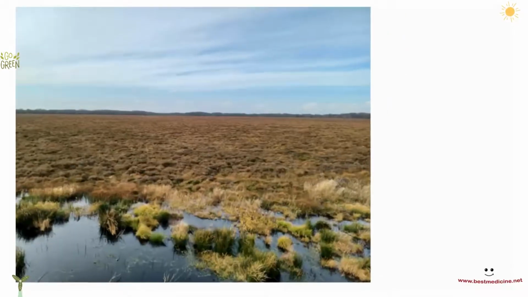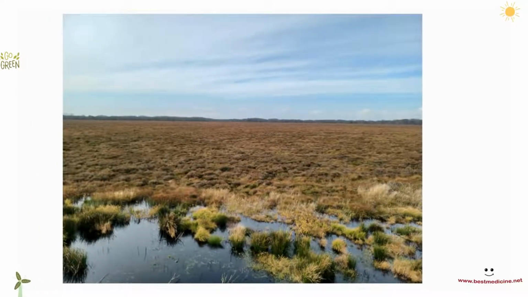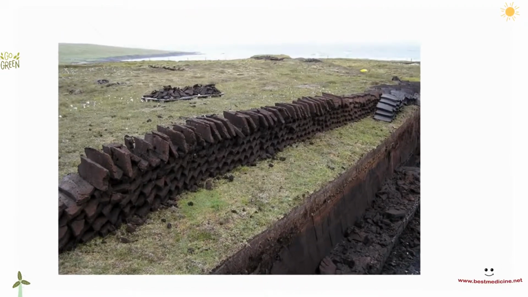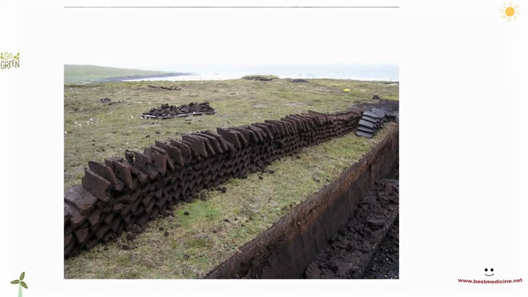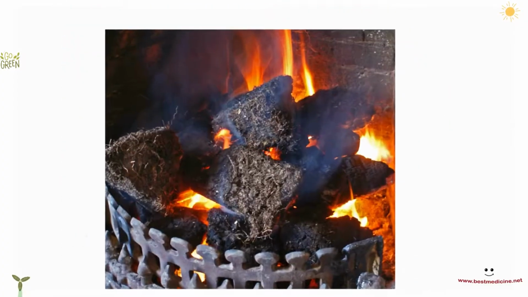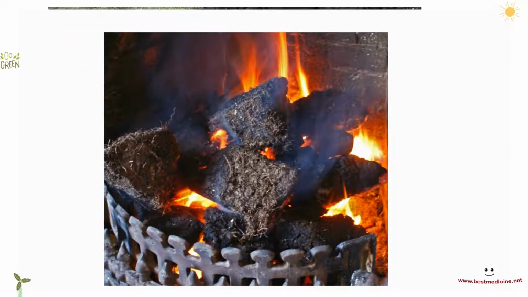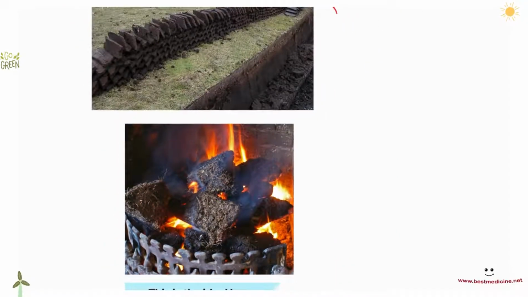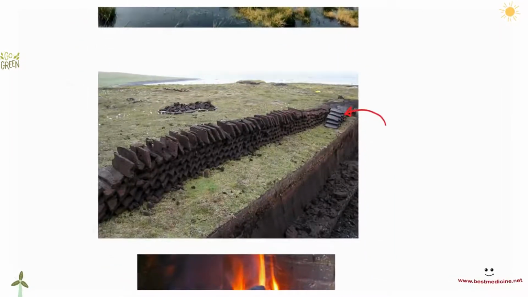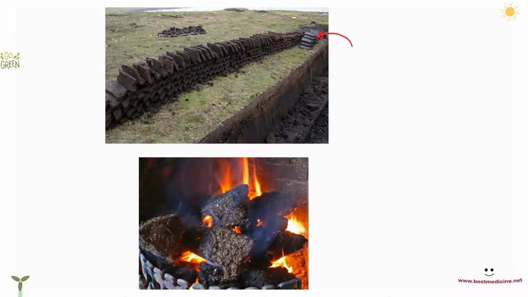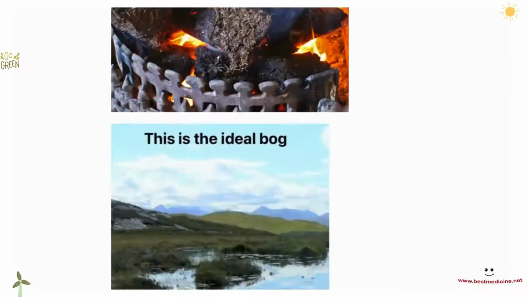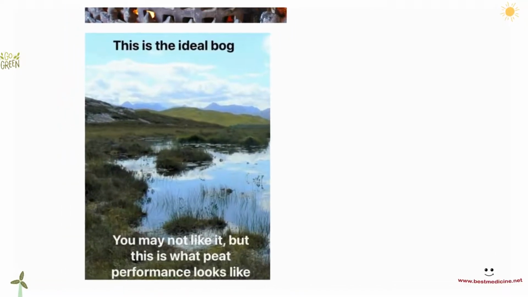So here's what peat looks like, right? And this is the extraction process of peat, and then eventually this will be burned as fuel. Here's some peat being burned. So peat removal or peat extraction is a leading problem that results in loss of biodiversity. Here's a meme for peat. This is the ideal bog. You may not like it, but this is what peat performance looks like.